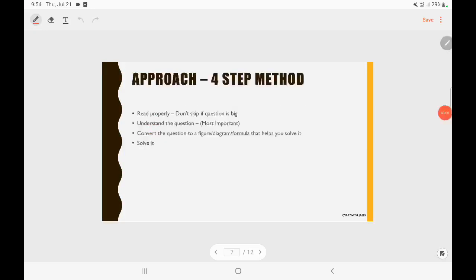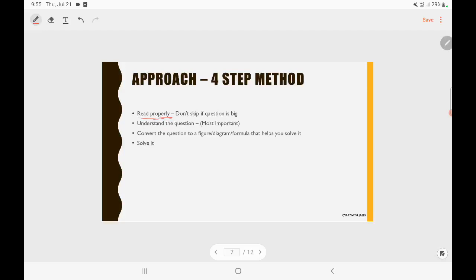Okay, so here I will tell you how your approach should be towards each question. I have divided it into a 4-step method. The first step is of course reading the question properly. Some students skip the question just because it is a little big, but sometimes bigger questions are very easy. If you read the question properly, you will come to know that it's actually very easy. So don't skip the question if you feel that it is a little big. Read the question properly. This is the first step.